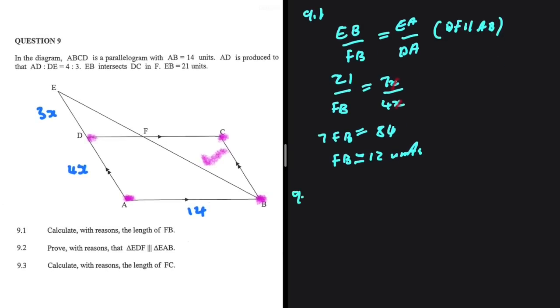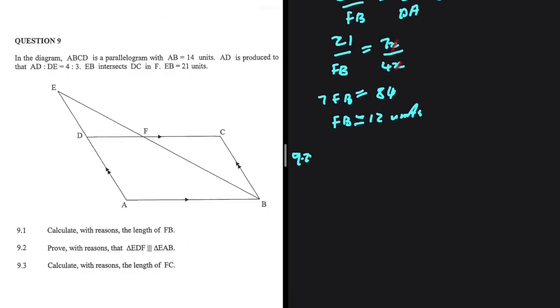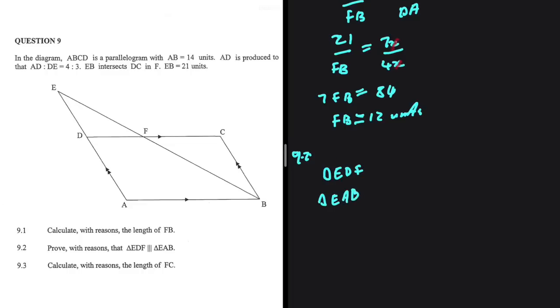Let's get to 9.2 and see if we can prove, giving reasons, that triangle EDF is similar to triangle EAB. The way these triangles are named, the angles follow a certain order. Let me show you what I'm talking about. We have triangle EDF and triangle EAB. Angle E on the two triangles should be equal to each other. So let's take a look at triangle EDF and triangle EAB.